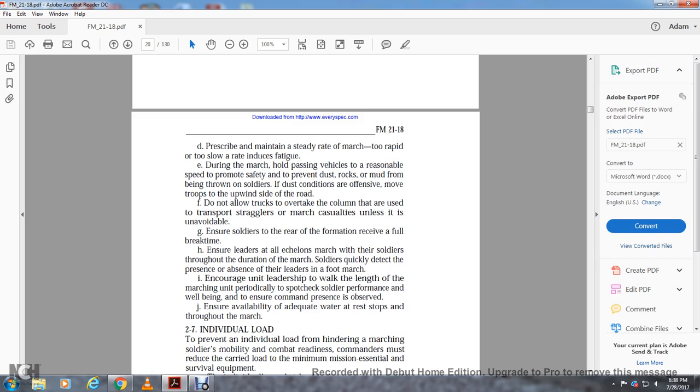Ensure leaders in the echelons march with the soldiers throughout the duration of the march. Soldiers quickly detect the presence or absence of leaders on a foot march. Encourage unit leaders to walk the length of the marching column and periodically spot-check soldier performance and well-being, to ensure the command is present and observed. Ensure availability of adequate water at rest stops throughout the march.